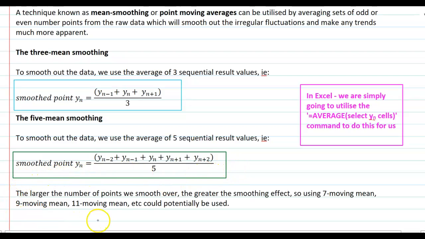Essentially, the larger the number of points we smooth over, so the larger the number of values you average, the greater the smoothing effect. So if you used a 7, a 9 or an 11, you would get even more smoothing effect. For the purposes of this lesson, we're not going to do this manually by hand. We're going to use Excel to help us do this because that's going to be a much quicker process. We're just using the average command in Excel and selecting the relevant number of cells to find our yn.